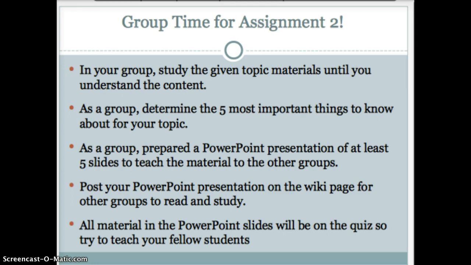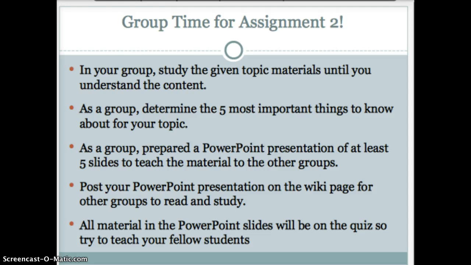So that's it. I already said everything here on this slide. I guess the last thing is all the material in your slides will be on the quiz. So again, this is not just for you to learn, but also to transfer that info to other people in the class, in the other groups. So that is really just a brief overview of the assignments.